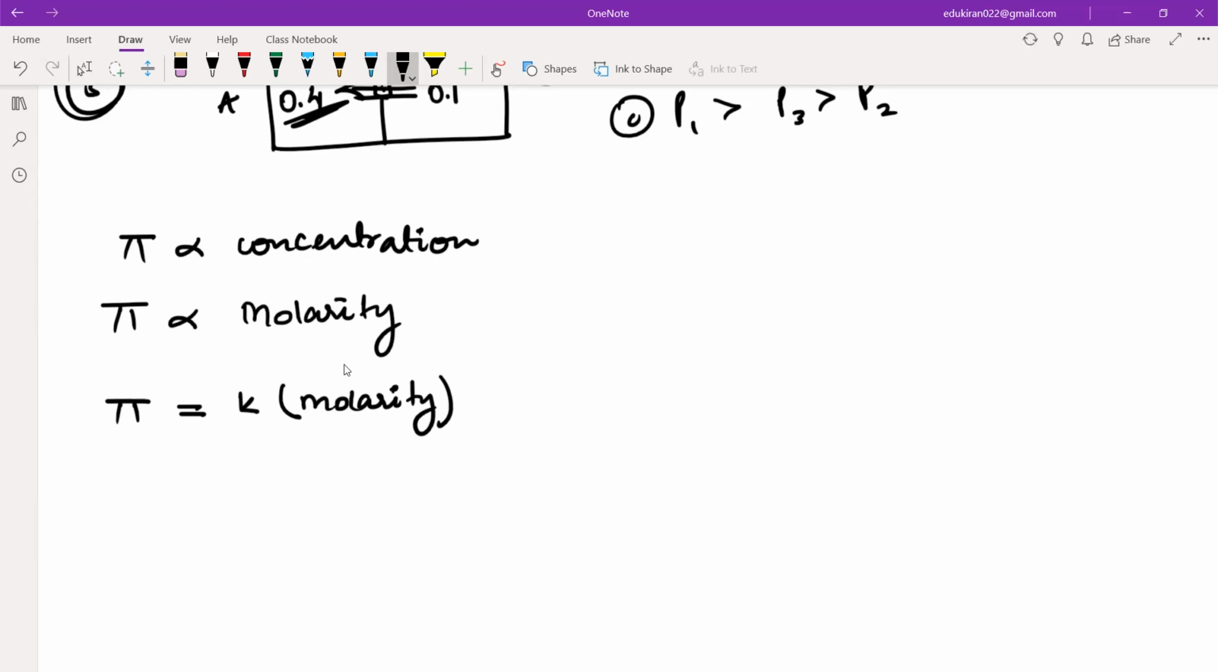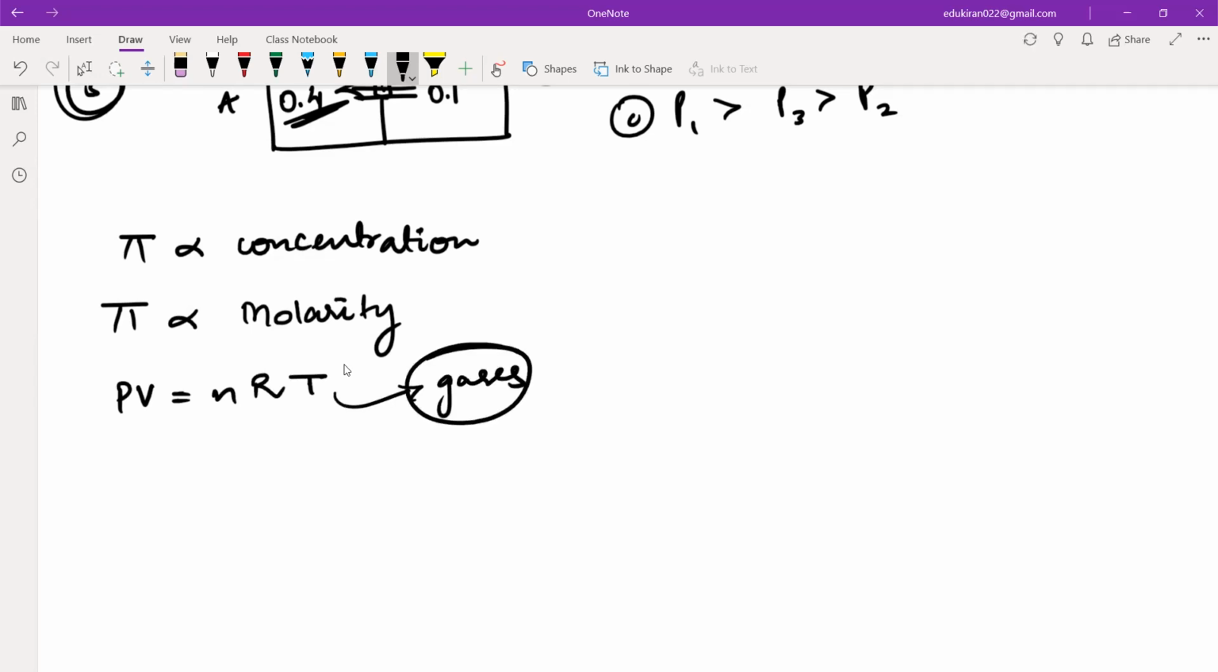Whenever this molarity type of thing comes, you will remember one formula from 11th standard, that is PV is equal to nRT. Right? Yes or no? This is for gases, correct? And the pressure that we are talking about is also due to vapor molecules. Similarly here, this pressure is this osmotic pressure only.